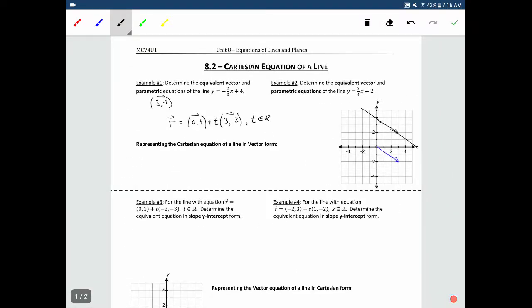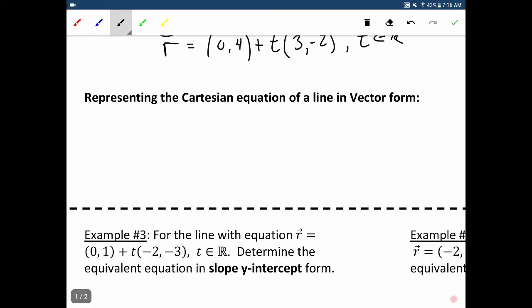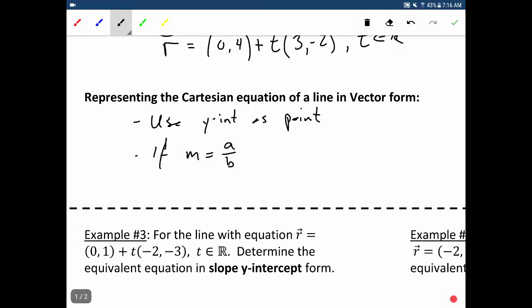All right, I'm going to let you do the second one yourself, but the summary here is that we'll use the y-intercept as the point, and if m is equal to, let's just call it a over b, where a is the rise and b is the run, okay.